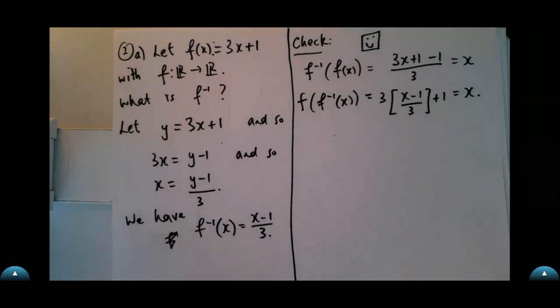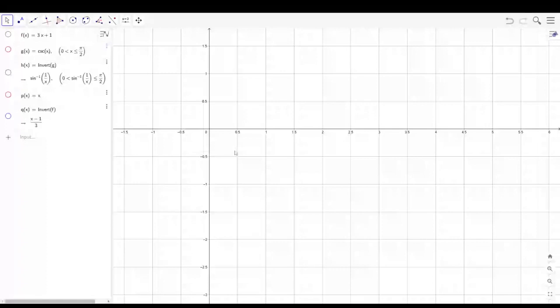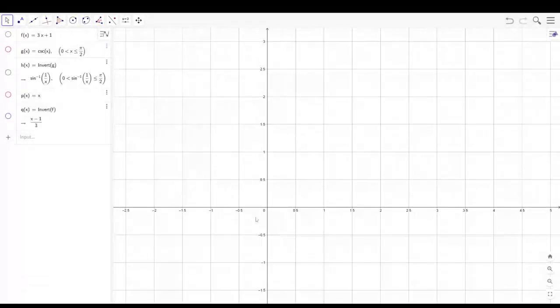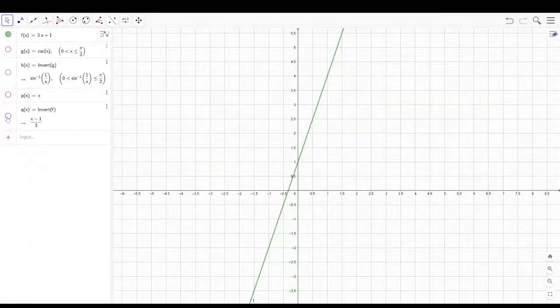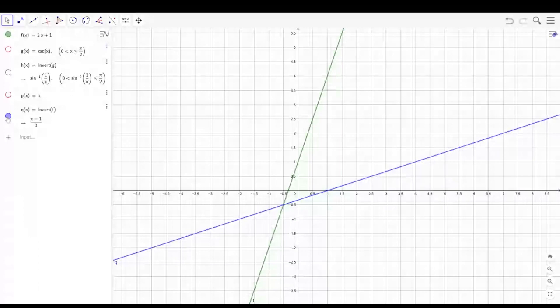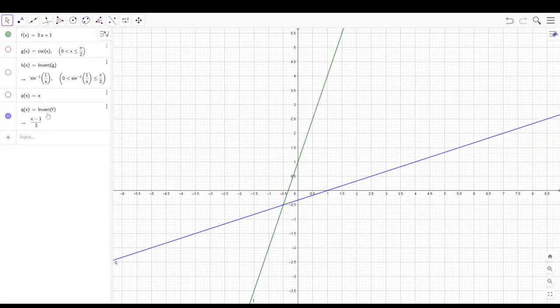Now, did somebody say GeoGebra? Let me share my GeoGebra screen with you and we can do some really, I mean, these are simple graphs, but let me just show you. All right, so here is our original function, yeah? So I just zoom out a bit. Here is our inverse function. You can see I've just used the invert command here.